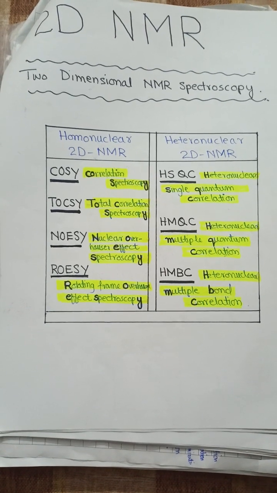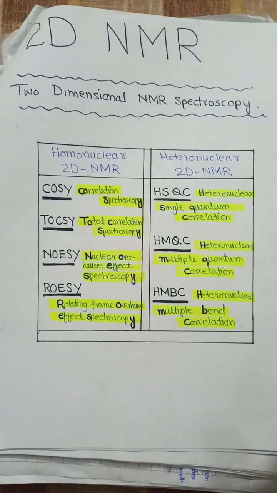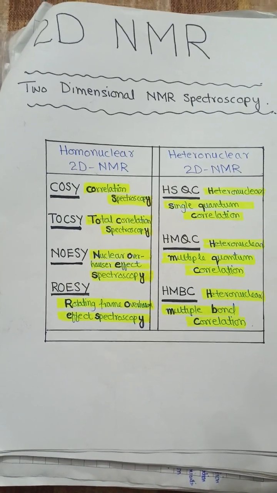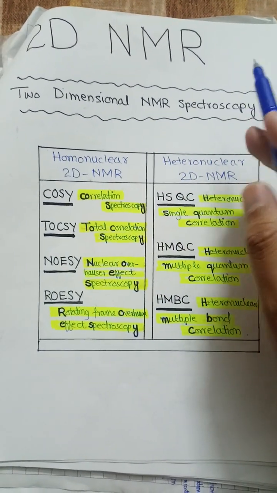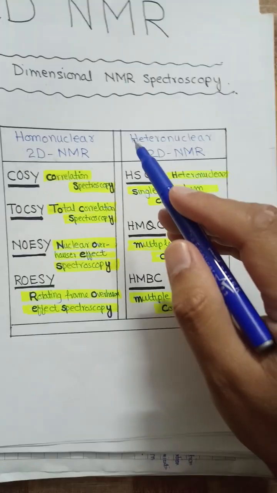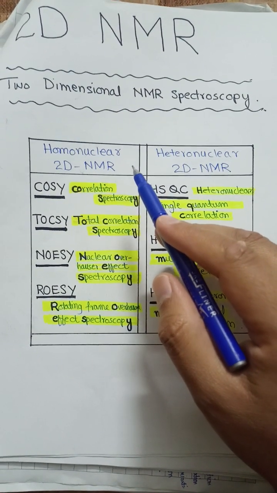Dear students, Assalamu alaikum. In this lecture video, we are going to discuss 2D-NMR, that is two-dimensional nuclear magnetic resonance spectroscopy. For 2D-NMR, we have different types of techniques.